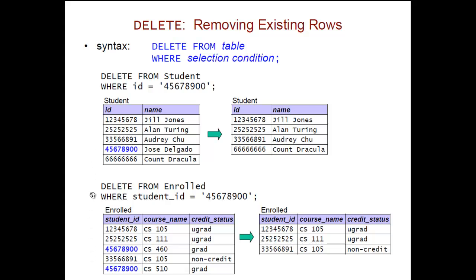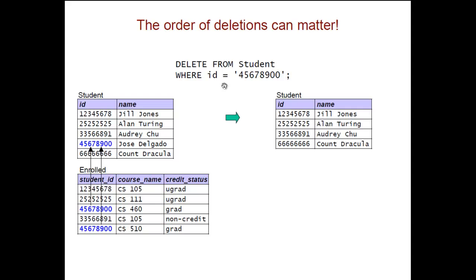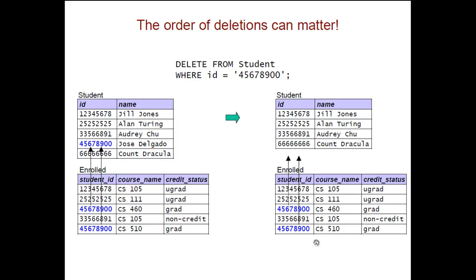Now, in this particular case, the order in which I have done the deletions is actually not the way you would want to do it. The order matters, because in the enrolled table, student ID is a foreign key that refers to the ID column in student. These two occurrences of the ID number are both referring to the tuple in student for Jose Delgado. So if I delete from student first, so there is no Jose Delgado, then the enrolled tuples are going to be referring to nothing, and we have violated referential integrity.